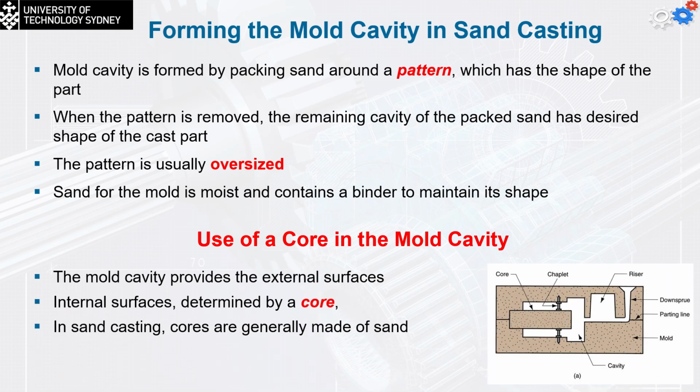So how are we going to use the core in the mold cavity? The mold cavity provides the external surface, while the internal surfaces are going to be determined by the core. In the sand casting, the cores are generally made of sand. We're going to show some samples in the lab later.